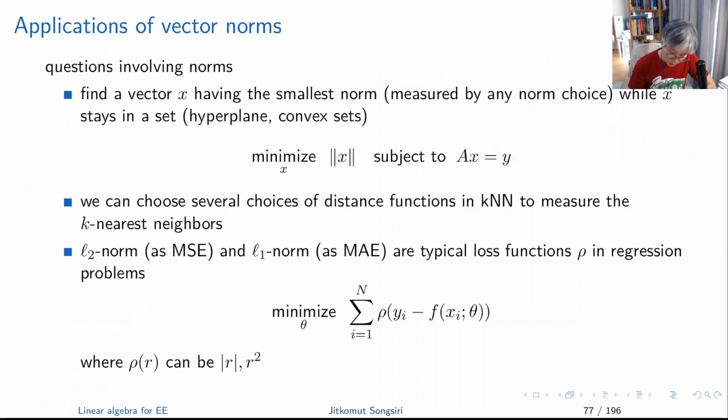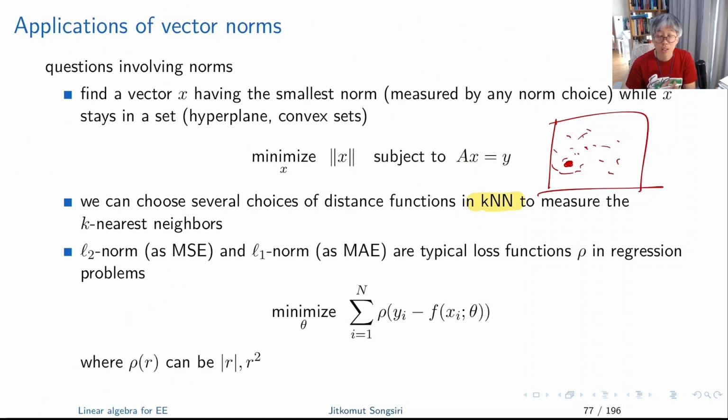You see a role of distance function in KNN, K nearest neighbor. When you draw the diagram between points, if you have a point x here, like a sample here, the nearest neighbors are the set of neighbors that give you the minimum distance. And in KNN, they have several different choices of distance, just like what we learned here: L2, L1, and so on.